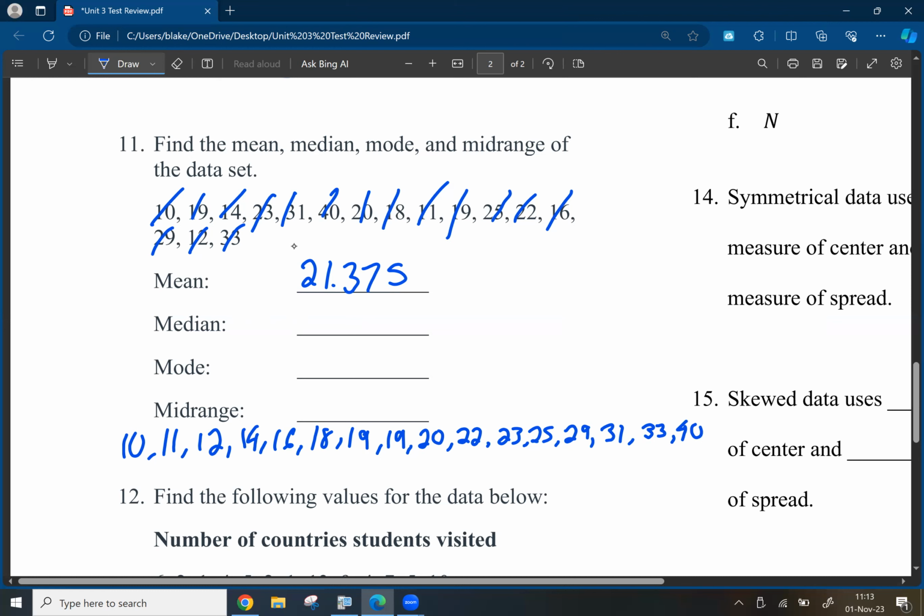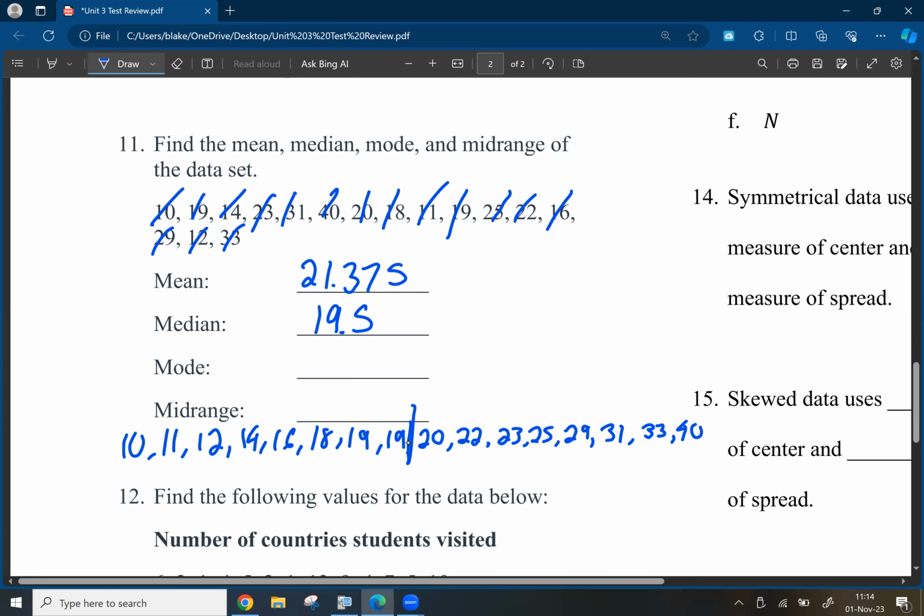So the median, obviously the middle. So again, there should be 16: 1, 2, 3, 4, 5, 6, 7, 8, 9, 10, 11, 12, 13, 14, 15, 16. So 16 is split 8 and 8. So if I split this, here's the first 8. Here's the last 8. The median is going to be the average of these two numbers in the middle. 19 plus 20 divided by 2. This is going to be 19.5 as the median.